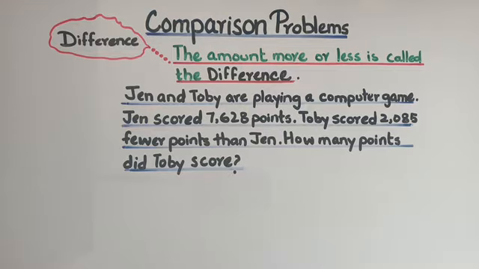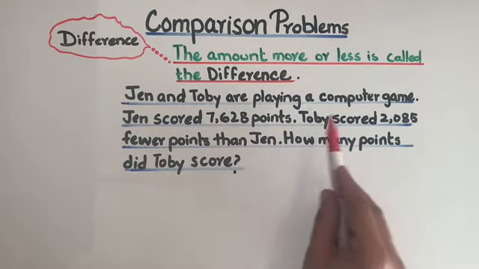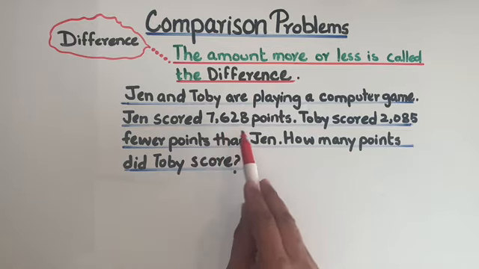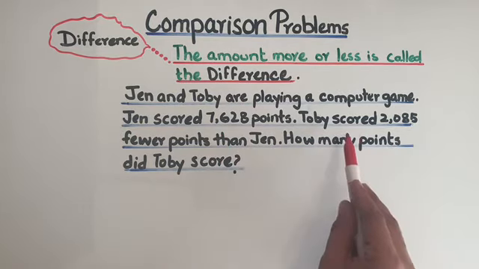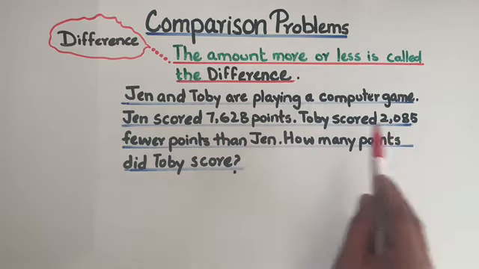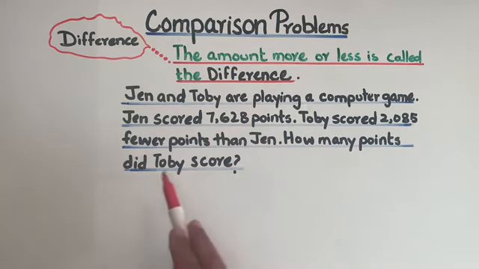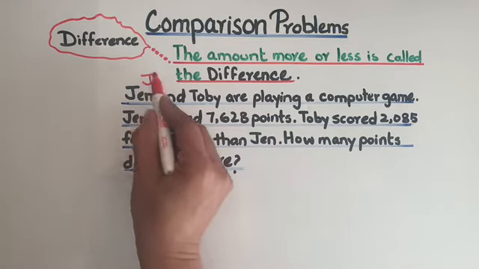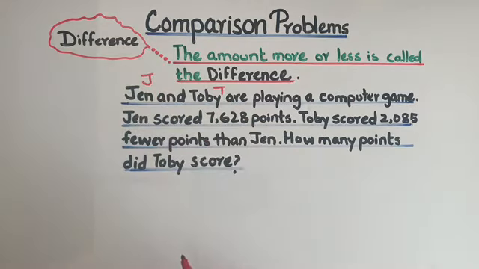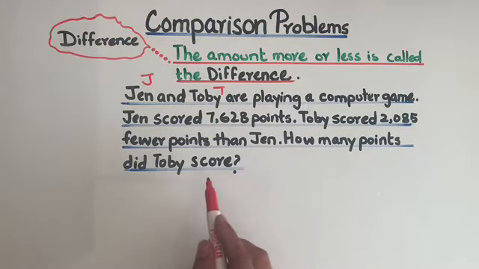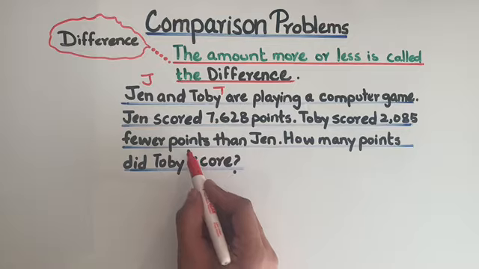Let's solve another problem. Jen and Toby are playing a computer game. Jen scored 7,628 points. Toby scored 2,085 fewer points than Jen. How many points did Toby score? I'm going to use J for Jen and T for Toby. And to find out Toby's exact score, I'm going to use S.